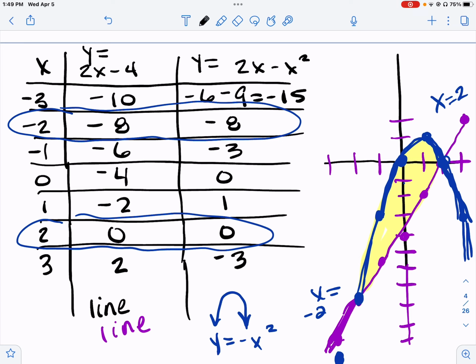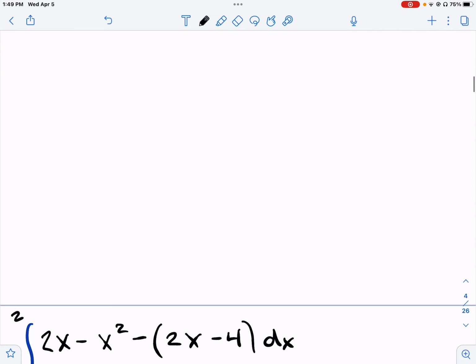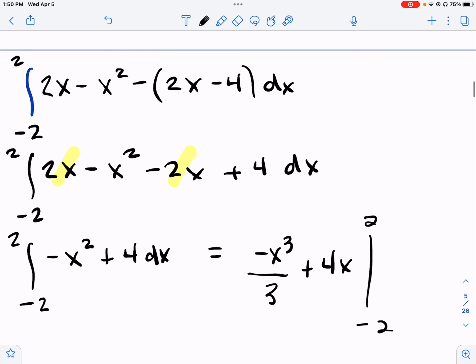If you found the area below the parabola and subtract below the line, that would give you the area in between. So that means the parabola needs to be first, 2x minus x squared minus, and then the line in parentheses. They meet from -2 to 2. Distribute your negative. The two x's cancel. Now we're going to integrate, so that would be -x cubed over 3 plus 4x, from -2 to 2.